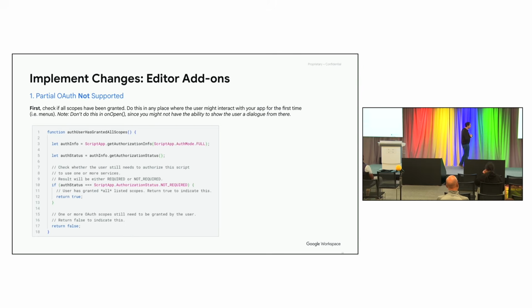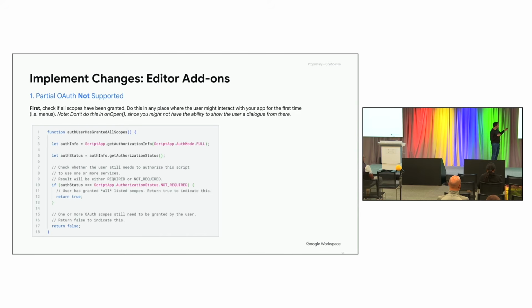So what does this actually look like? I'm going to first start with the editor add-ons, and then we'll move on to HTTP add-ons after. And within the editor add-ons, I'm going to start first with the partial OAuth not supported use case. Basically, I'm going to make sure they have all the scopes or nothing happens. That's it. I'm going to start by writing a function. And here I'm going to showcase the different capabilities that are built into Apps Script to help facilitate these checks.